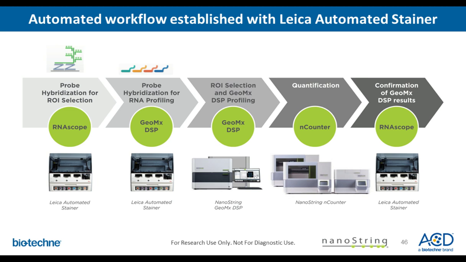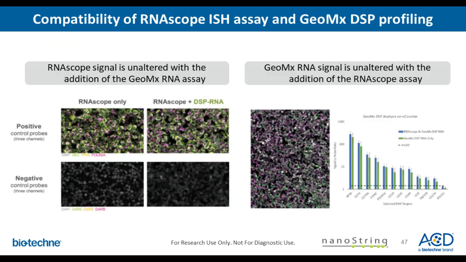So the workflow is laid out here where we do RNAscope the first day, GeoMx DSP probe hybridization overnight into day 2. In the middle, we do GeoMx DSP on through day 2, and then we do the quantification on nCounter on day 3. But this is a really nice automated workflow we had worked out. So I'm going to show some data showing how these two platforms play well together.